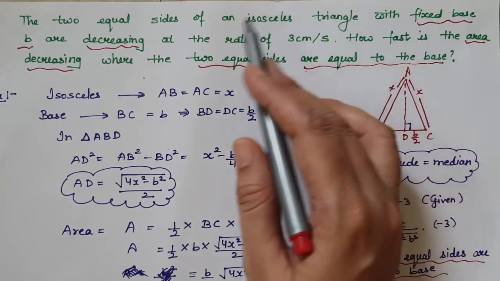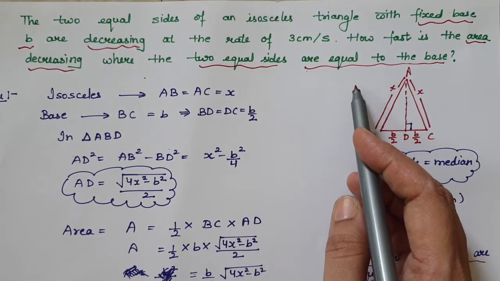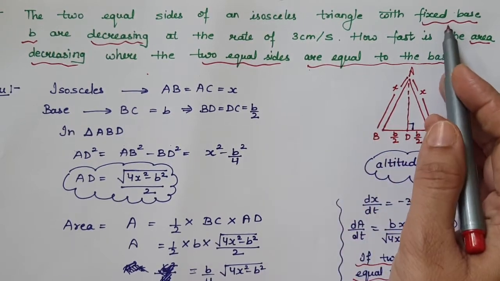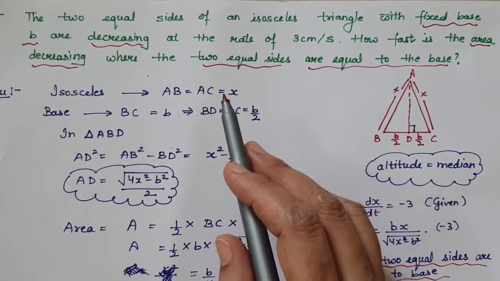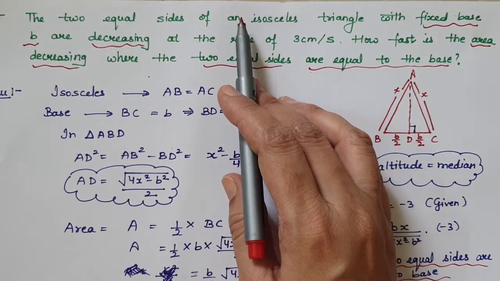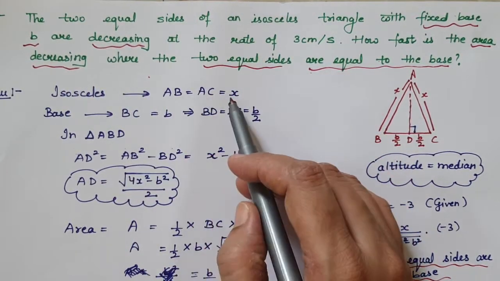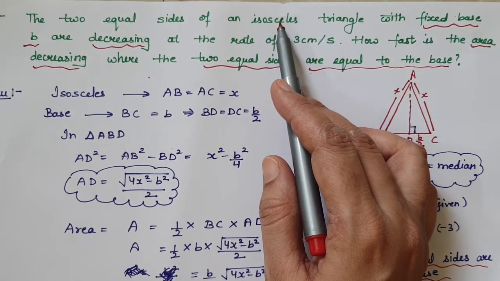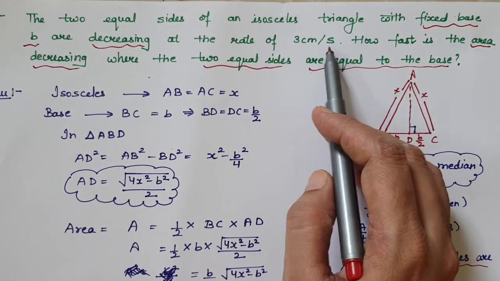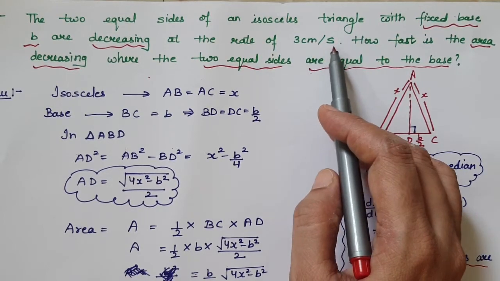So let us try to compile all the information given to us. First information is that my base is b, which is constant because it is fixed. Second, the two equal sides. Let us assume these two equal sides as x. Then the rate of decrease of these two sides with respect to time, because we are taking it centimeter per second.